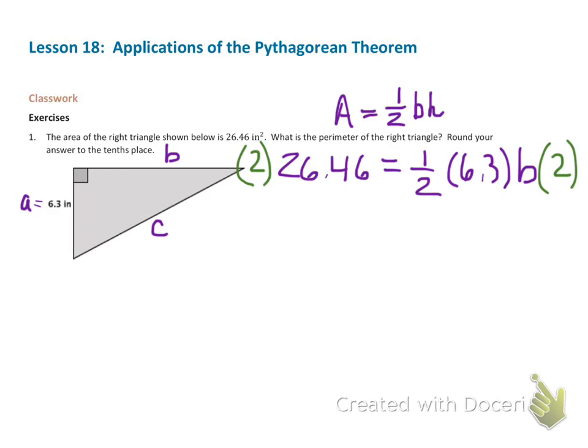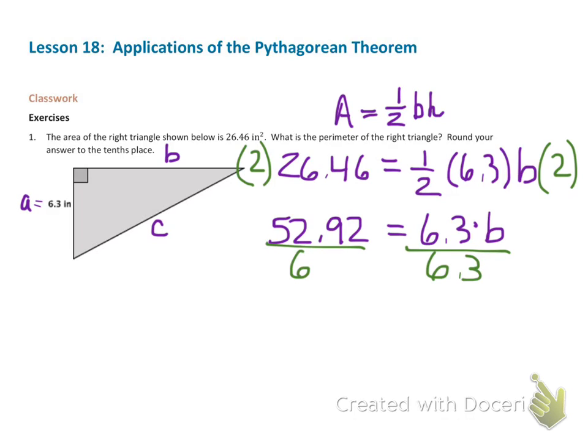On this side, we're going to have 6.3 times B, because the 2 times the 1/2 equals 1. And then 2 times 26 and 46/100 is 52 and 92/100. A side note, and I know you've already done some of these problems now, go ahead and use a calculator, which I'm doing, but notice I'm showing all my work. I'm showing my calculations, not just punching them into my calculator, because when you do that you end up with the wrong answer and you don't know where you went wrong. You don't know if you made a small error or if something went really wrong.